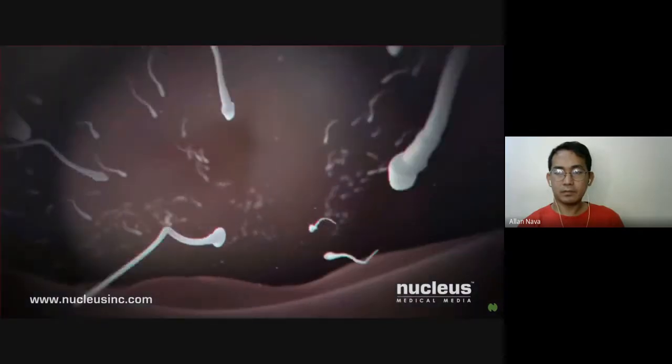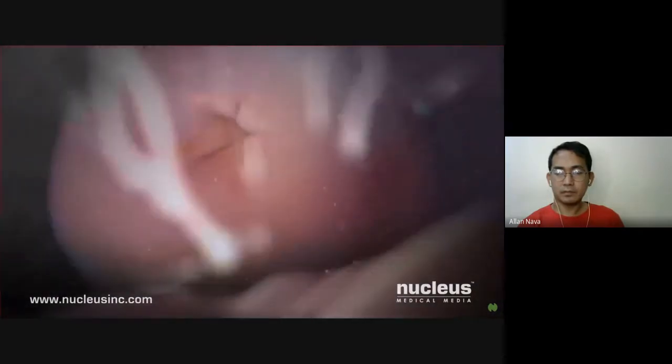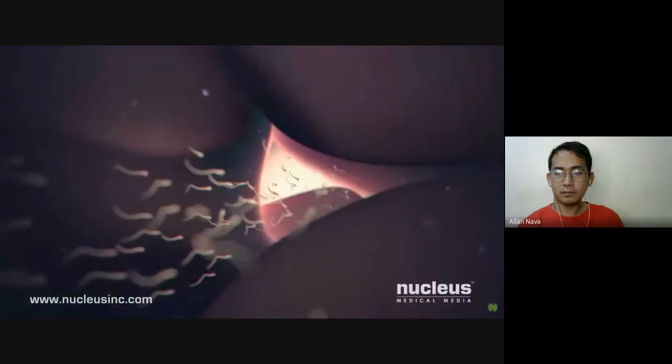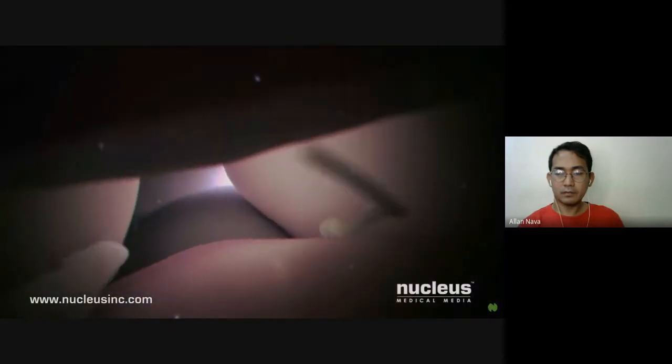Next, the sperm must pass through the cervix, an opening into the uterus. Usually, it remains tightly closed, but here the cervix is open for a few days while the woman ovulates. The sperm swim through the cervical mucus, which is thinned to a more watery consistency for easier passage.